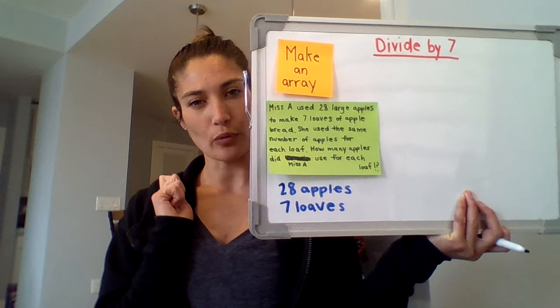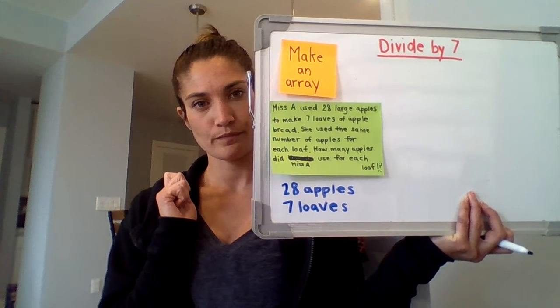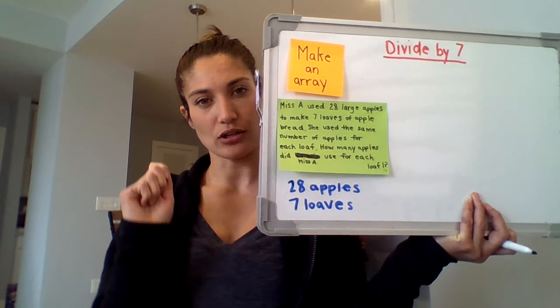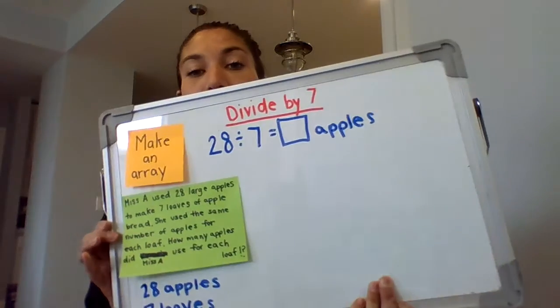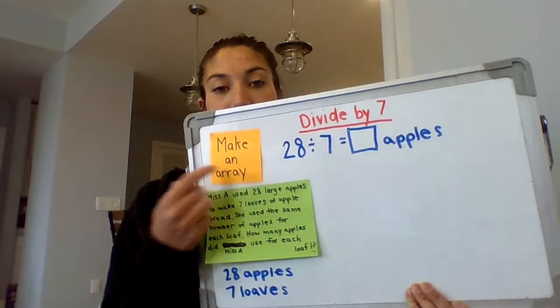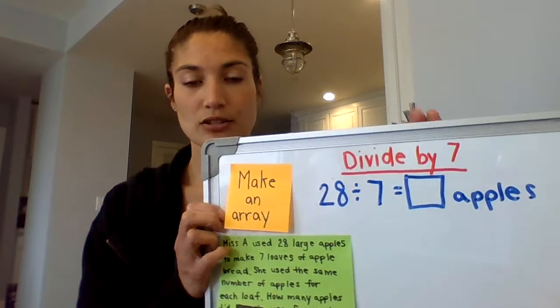What number am I going to start with? What is my dividend going to be? You're right, it is 28. I am going to be doing 28 divided by 7 to figure out how many apples are in each. Good. So now that we know what we're solving, we can use our strategy, make an array, to solve it.